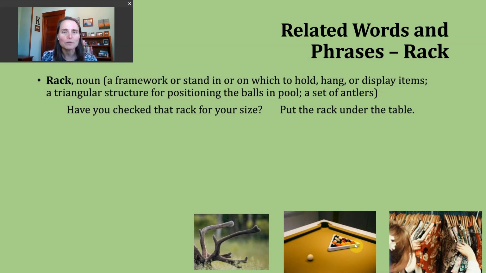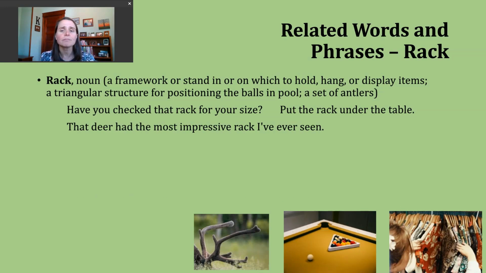Now, I mentioned earlier a second way to use this noun rack is in the sport of billiards, right, or pool. So it's this triangular thing. And so you use it at the beginning of the game to get things sort of organized before it starts. So after you've done that organizing, right, you're ready to play the game, you might say to someone, put the rack under the table, right? So we're talking about that triangular shape.